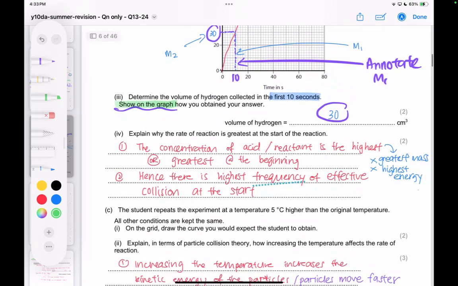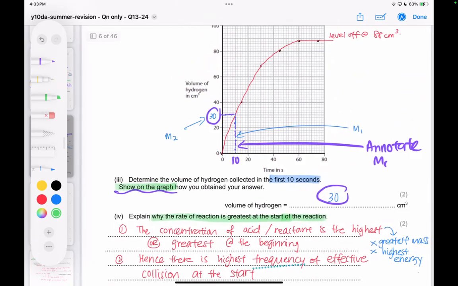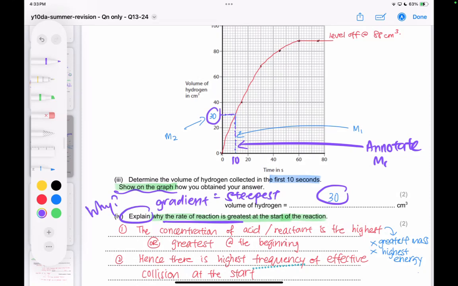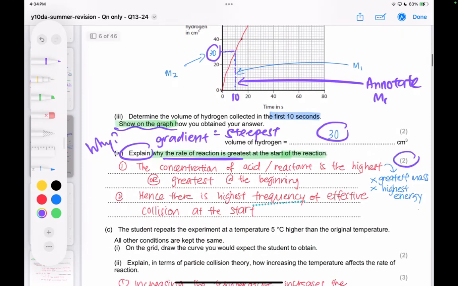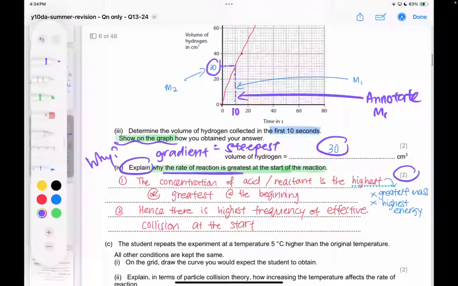Next one, I'll explain why the rate of reaction is the greatest at the start. Now, how do I know that the rate of reaction is the greatest? I actually have to use the gradient. You can see from the graph, the gradient is the steepest in the beginning, and you need to be able to explain why. So again, why is the gradient so steep in the beginning? It's only a 2-mark question. The reason is because the reactant is in its greatest abundance, or the concentration of the acid is the highest in the beginning. So that translates to highest frequency of effective collision.